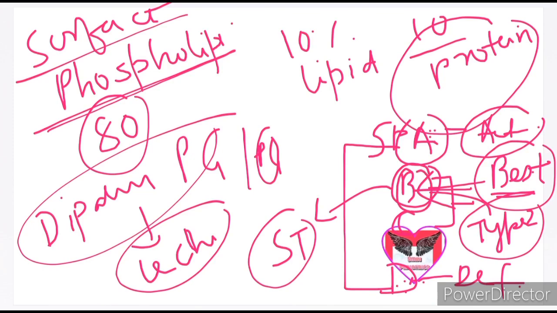B is the best, meaning responsible for reduction of surface tension, and C also enhances the function of phospholipid.